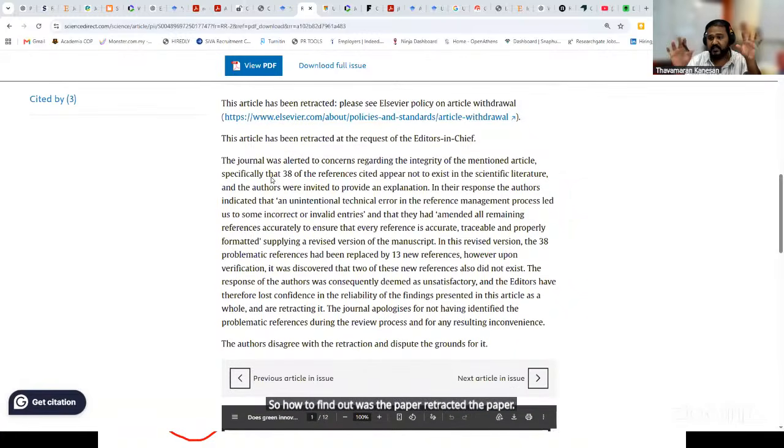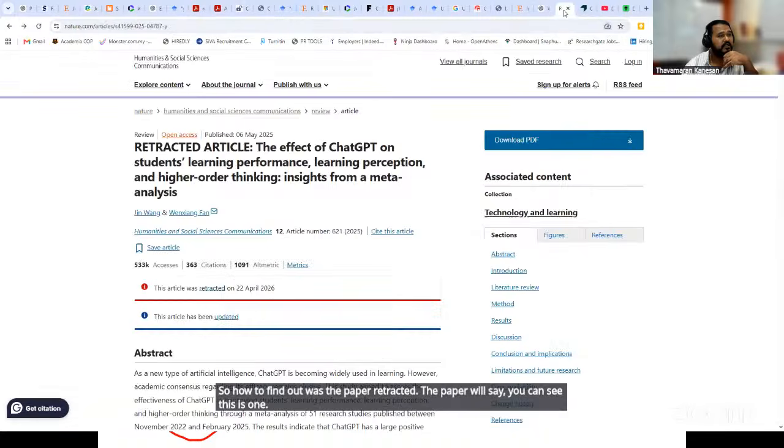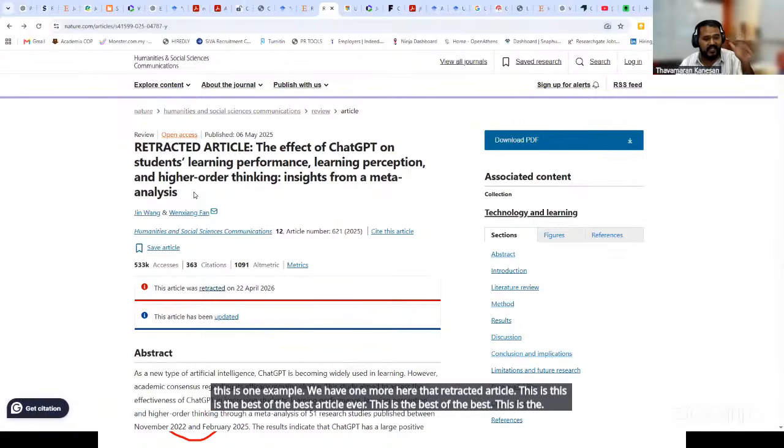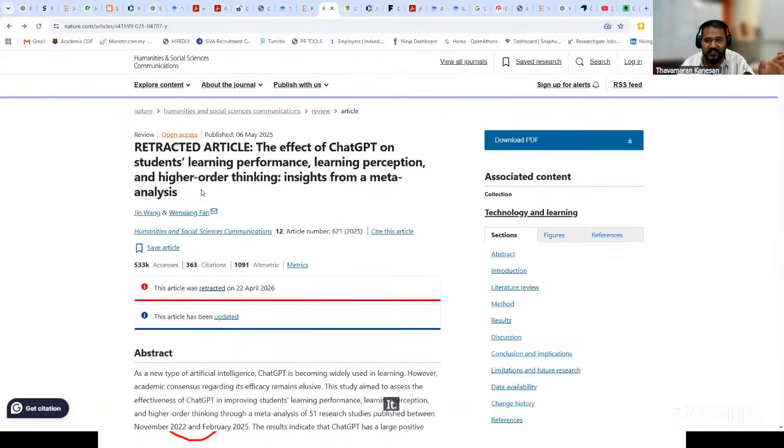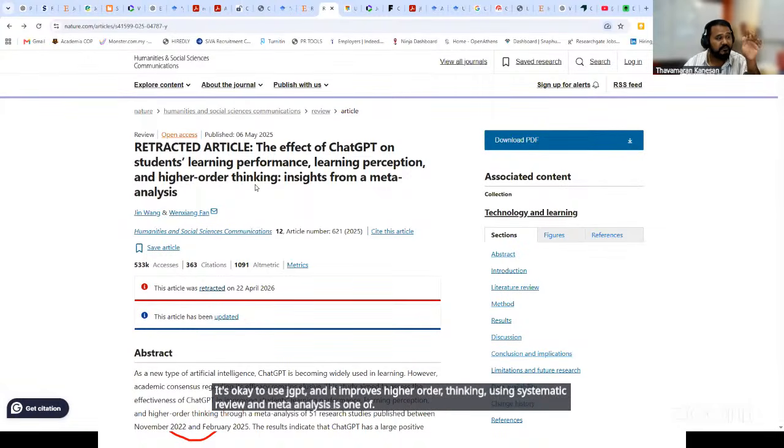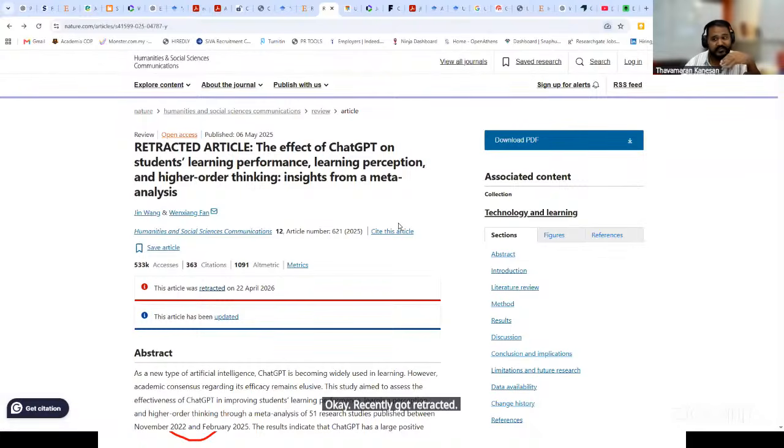So, how to find out if a paper was retracted? The paper will say so, you can see it. This is one example. We have one more here. The retracted article. This is the best of the best article ever. This is the article that said it's okay to use ChatGPT and that it improves higher order thinking, using systematic review and meta-analysis. One of the most popular papers, very, very popular. You see, 533,000 people accessed this paper and it recently got retracted.